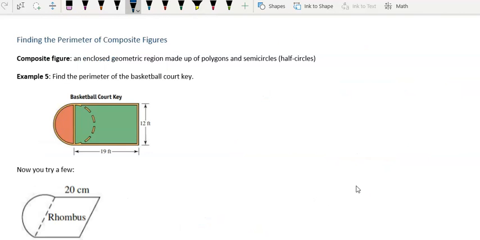So there's only one more topic in this section, finding the perimeter of composite figures. So what is a composite figure? It is an enclosed geometric region made up of polygons and semicircles, or half circles.